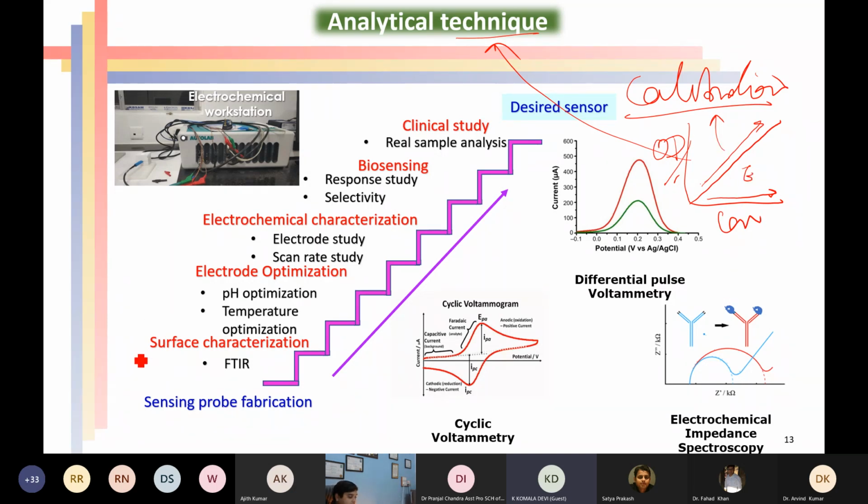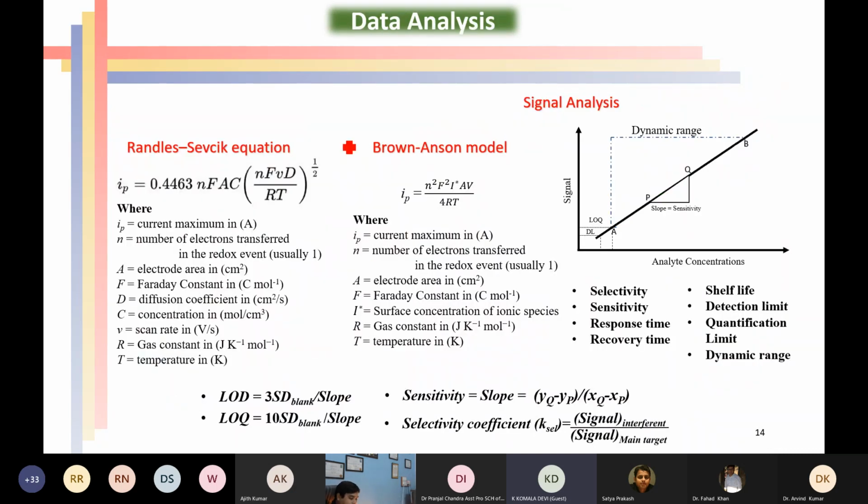So you need to do the surface characterization, you need to do the electro optimization, and then there are various techniques that have to be done before going into the real metrics. There are some detailed mathematical equations. I will not go into detail, but there is one calibration system.